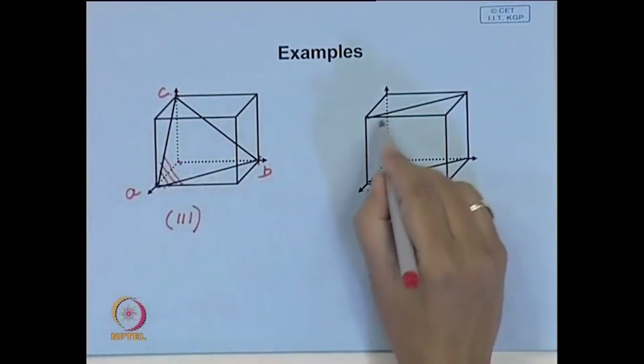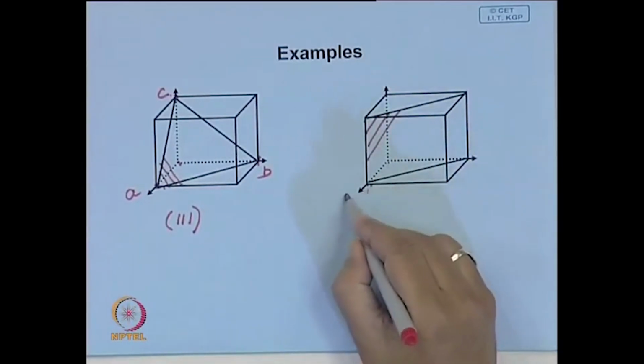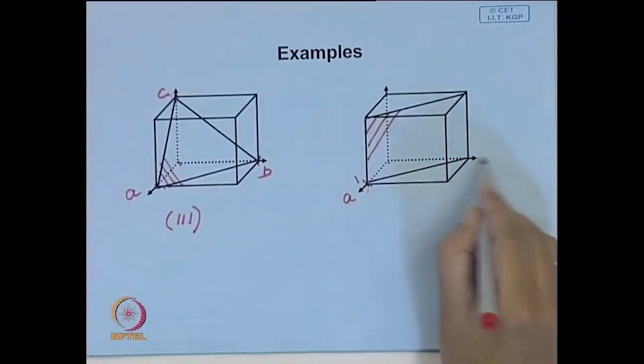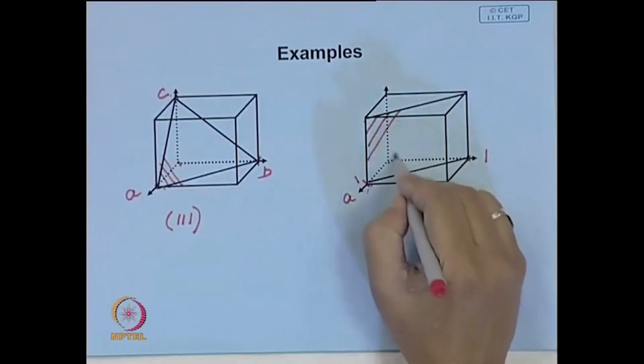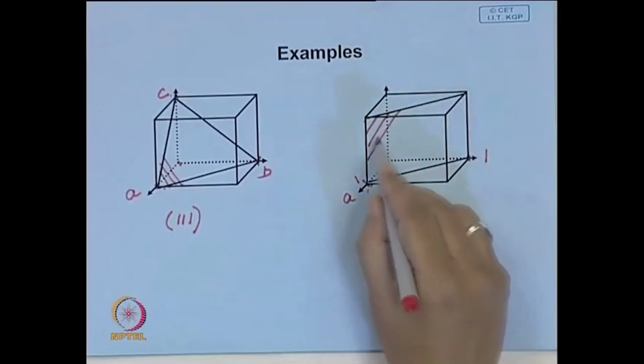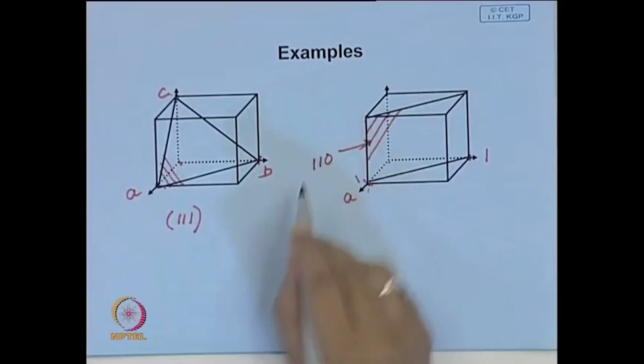Whereas, in this case this particular plane, it intersects axis A at unit distance, it intersects axis B at unit distance, and it is parallel to C, it intersects C at infinity. So, in this case this index will be 1, 1, 0.